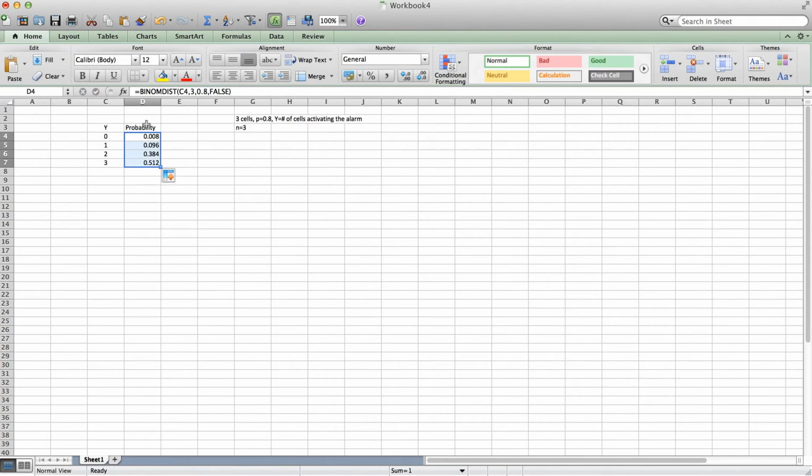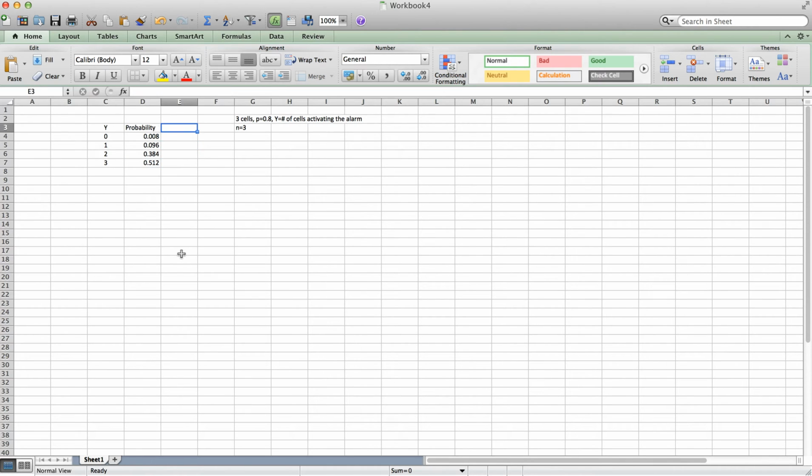So this is actually the probability of this: 0.008 is the probability that you have 0 cells that activate the alarm. Then the probability of 0.096 is the probability of having one cell that actually activates the alarm. The probability that the 3 of them work is 0.512.